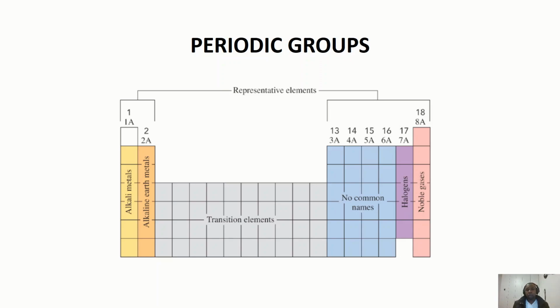As you can see on this particular slide, those groups have unique names. Not all of them, but group 1A is called alkali metals. Group 2A is called alkaline earth metals. Group 3, they don't have common names. We'll get to that later, why they don't have common names. Group 7A are called halogens, and group 8A are called the noble gases.